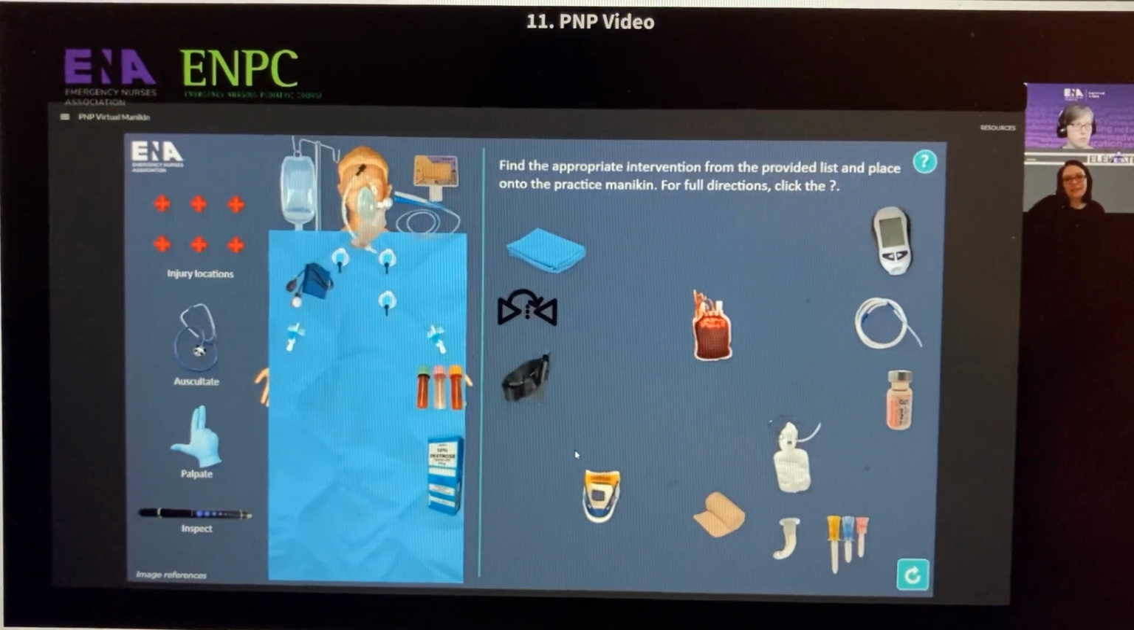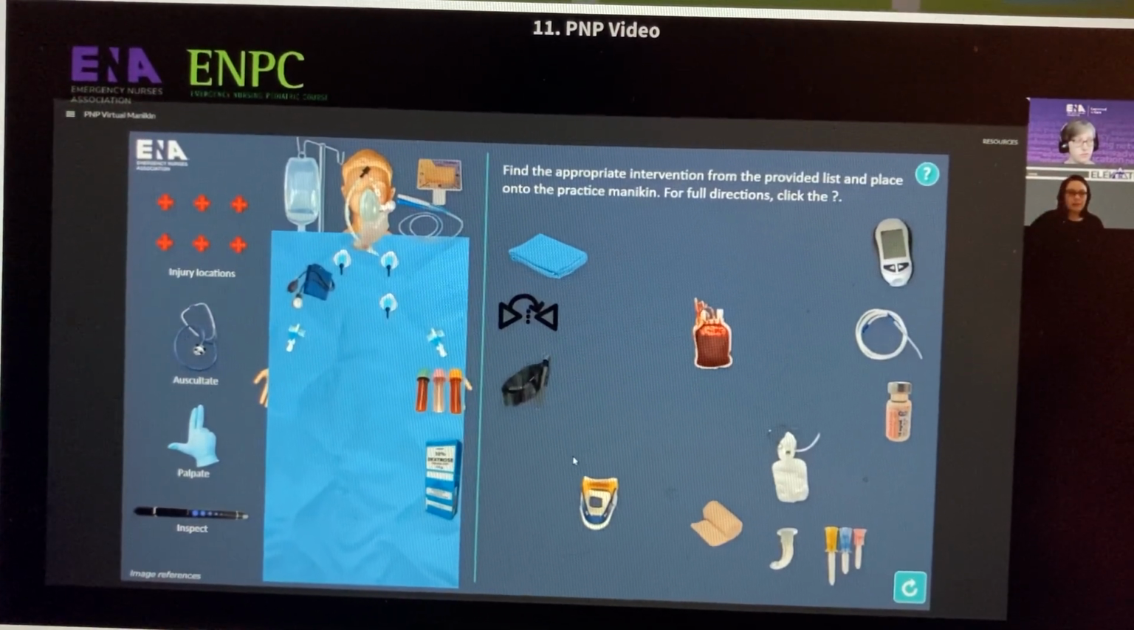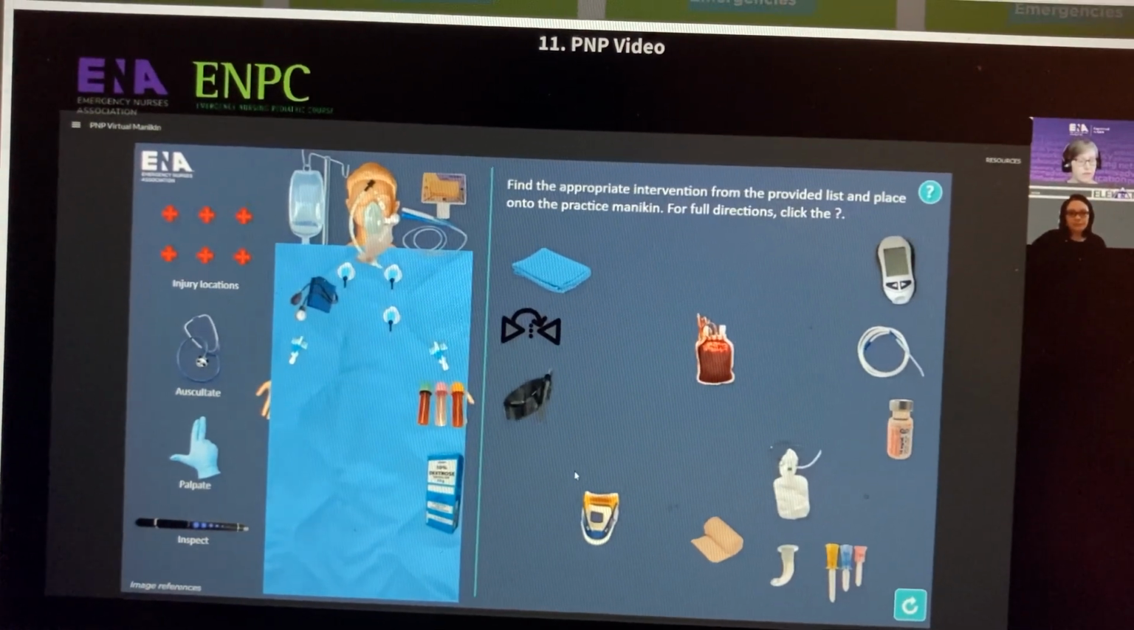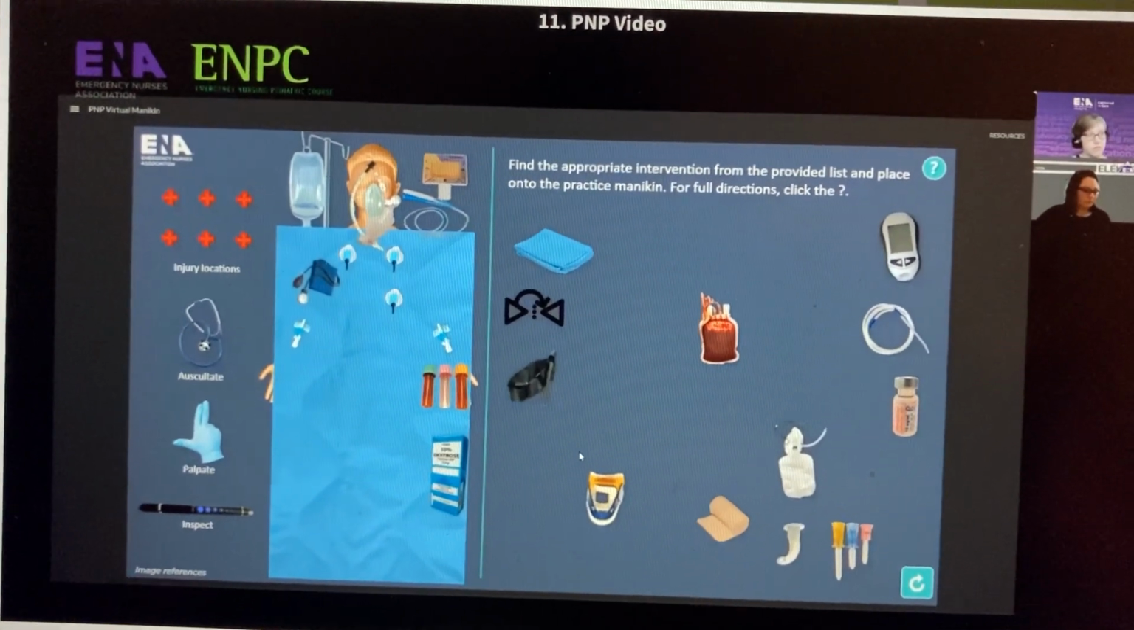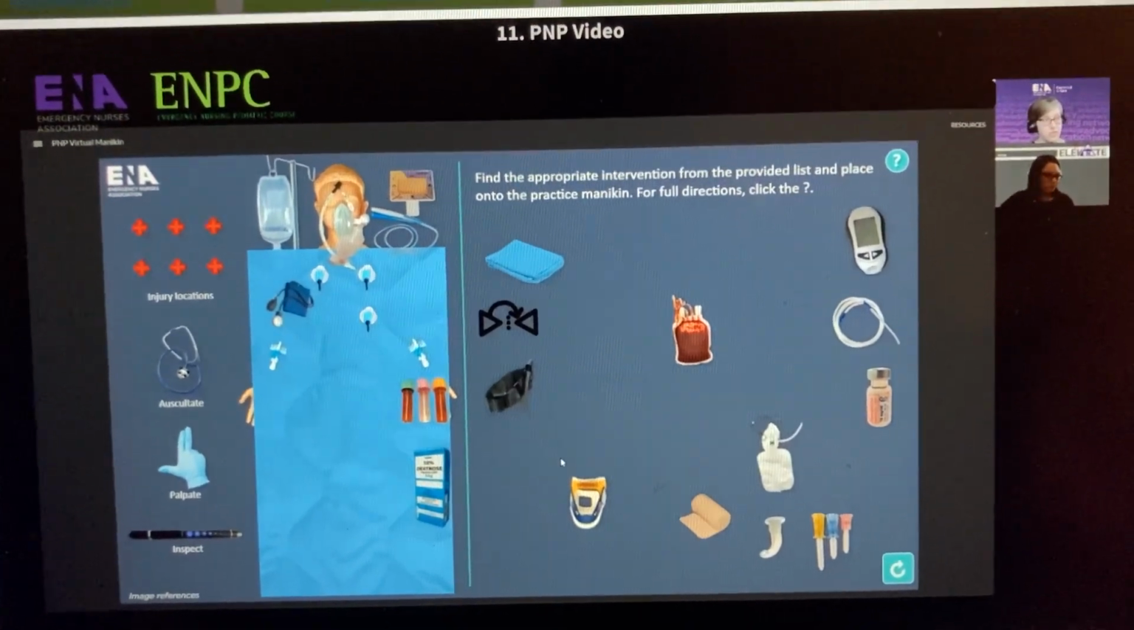Okay, so we'll move on to our secondary survey, doing our history. So we will ask the family for the SAMPLE history. So what were the signs and symptoms? Does she have any allergies? What medications is she on?